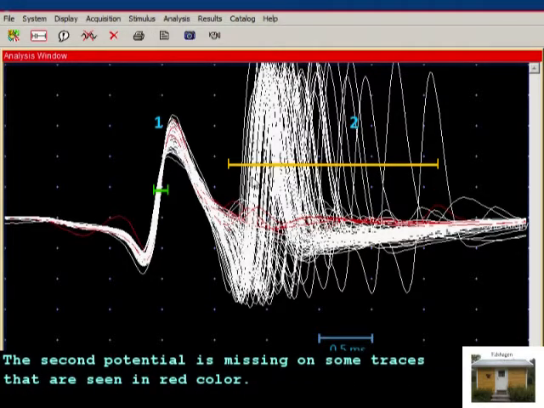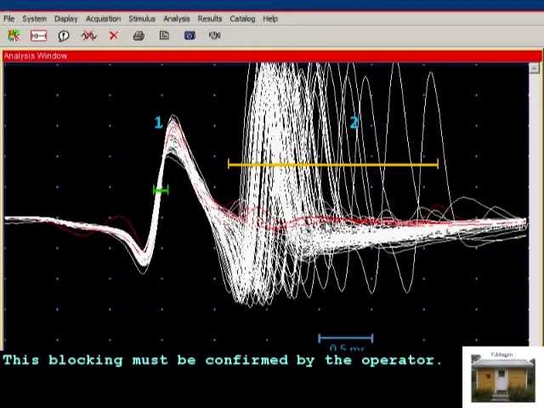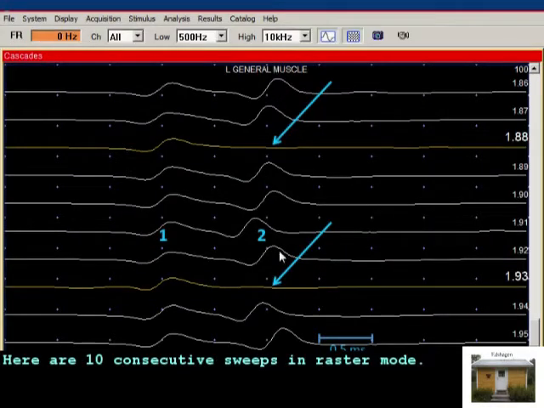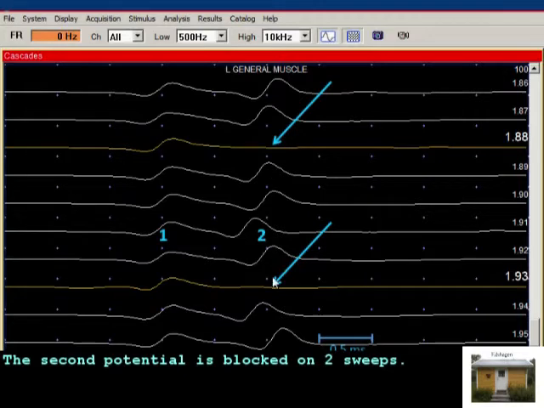The second potential is missing on some traces that are seen in red color. This blocking must be confirmed by the operator. Here are 10 consecutive sweeps in raster mode. The second potential is blocked on 2 sweeps.